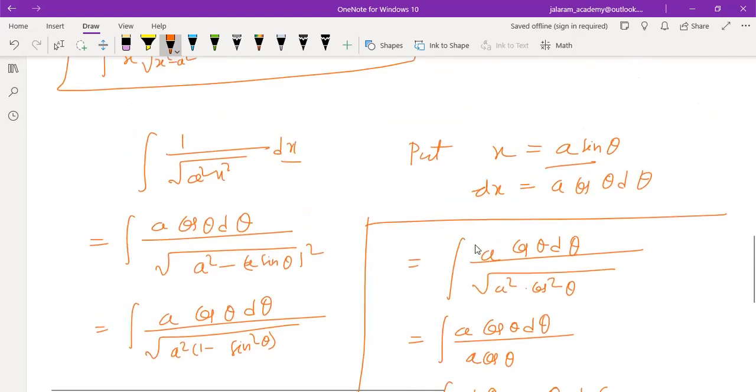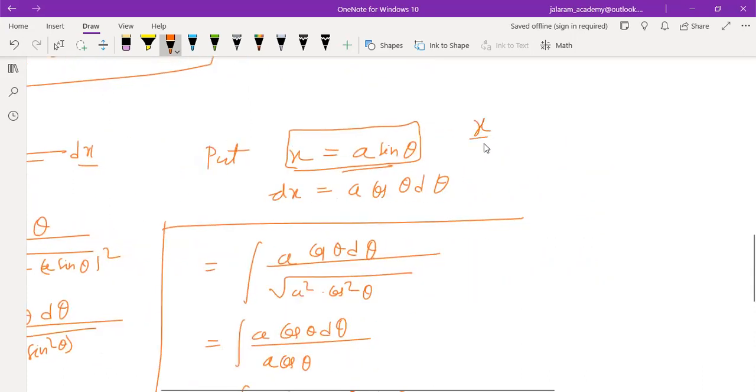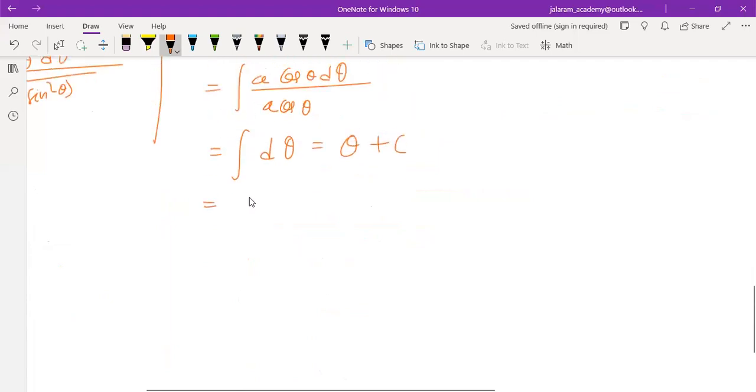Now what about this theta? As we have assumed that x equals a sin theta, if you find the value of theta by dividing both sides by a, x by a equals sin theta. So it gives sin inverse x by a equals theta. So when the answer is theta plus c, we can write sin inverse of x by a plus c as the answer.